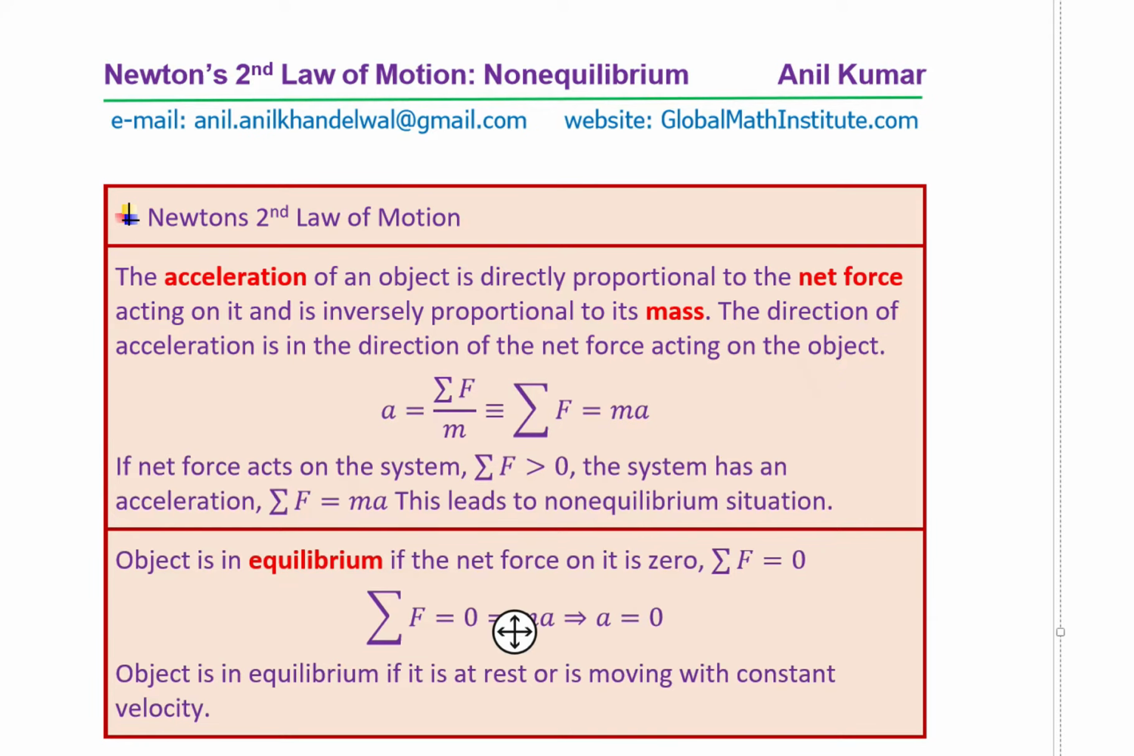Now, what does Newton's second law of motion state? Well, it says that the acceleration of an object is directly proportional to the net force acting on it and is inversely proportional to its mass, right? So that is what it is. Directly proportional, and we are relating acceleration with the net force. So acceleration is directly proportional to the net force. Sigma F is the net force at a particular point, right?